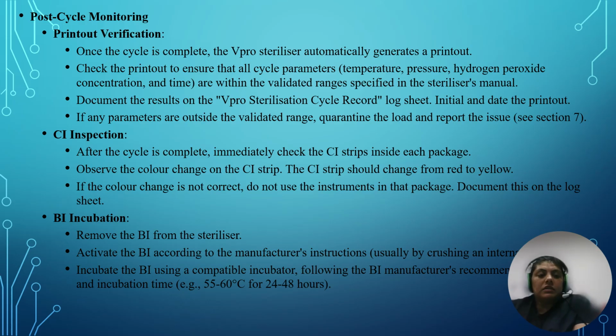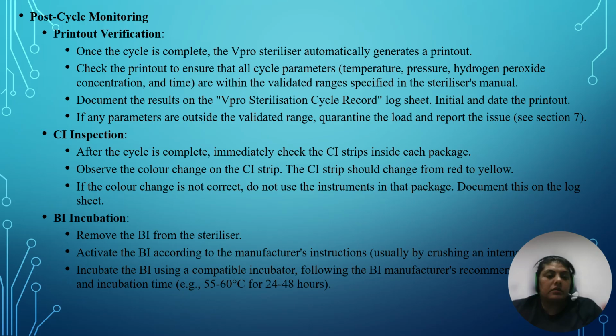Chemical indicator inspection. After the cycle is complete, immediately check the chemical indicator strips inside each package. Observe the color change on the chemical indicator strips. The chemical indicator strips should change from red to yellow. If the color change is not correct, do not use the instrument in the package. Document this on the log sheet.